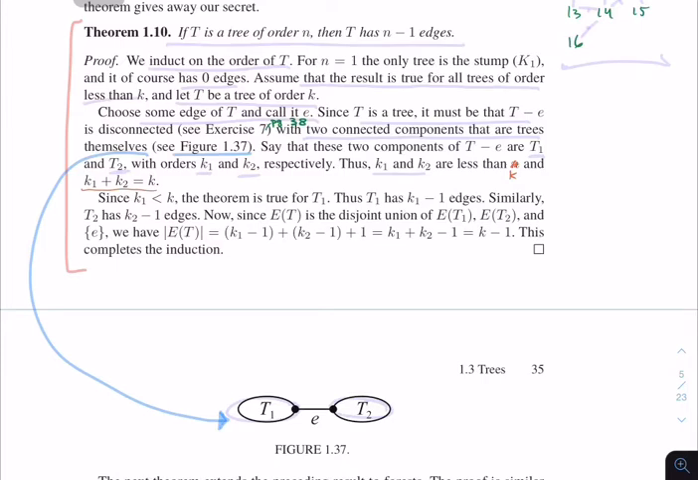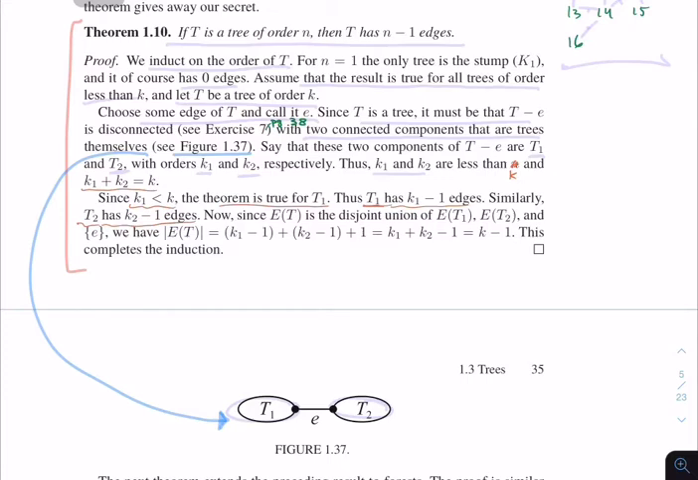Now since K1 is less than K, the statement is true for T1, and so by the induction hypothesis, T1 has K1 minus 1 edges. And again the statement is true for T2 because K2 is smaller than K, so T2 has K2 minus 1 edges.